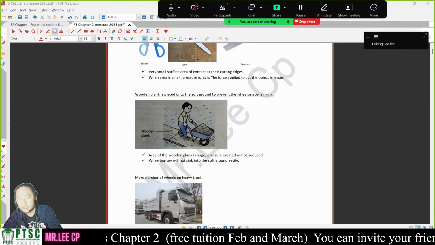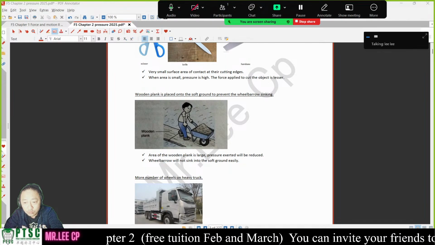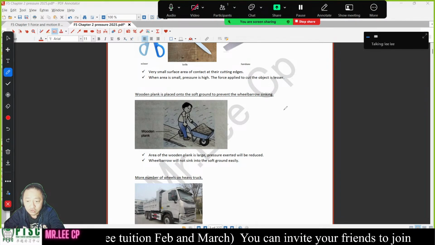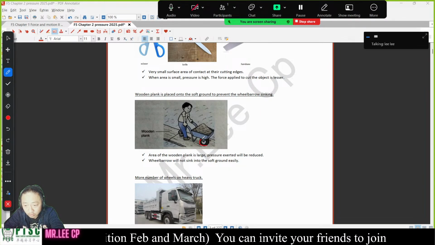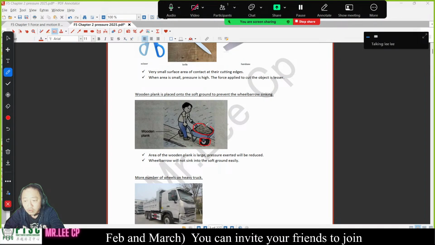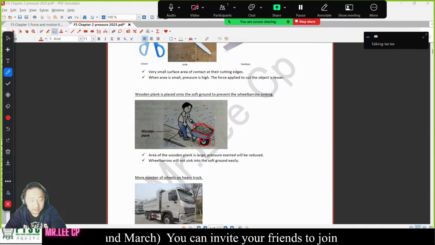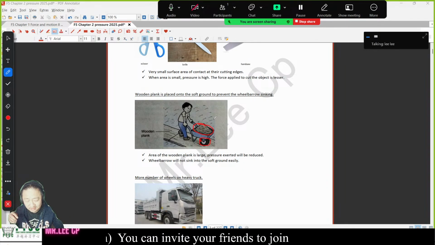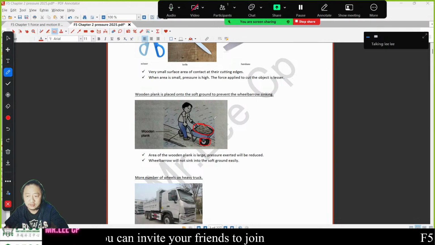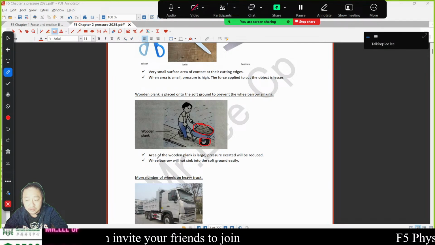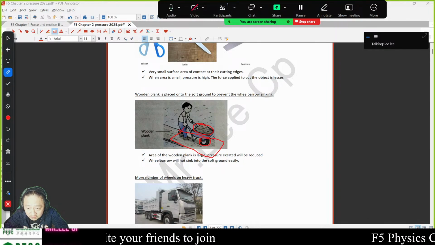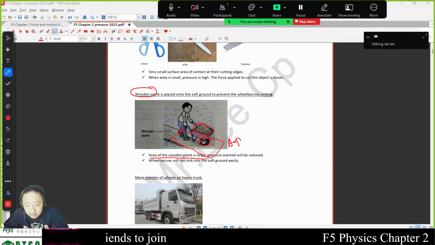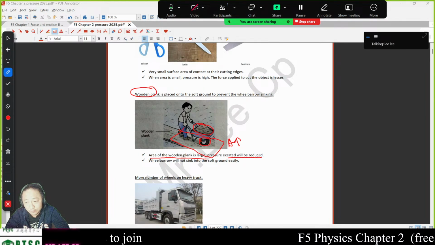Okay, in daily life. This wooden plank is placed on the soft ground to prevent the wheelbarrow from sinking down. What does that mean? The area of the wheel is small and the load is heavy. So when you push the wheelbarrow in the muddy area, the wheel will sink into the ground. So you put a wooden plank here to increase the area. The area of the wooden plank is big, so pressure will be reduced, so it will not sink into the ground easily.